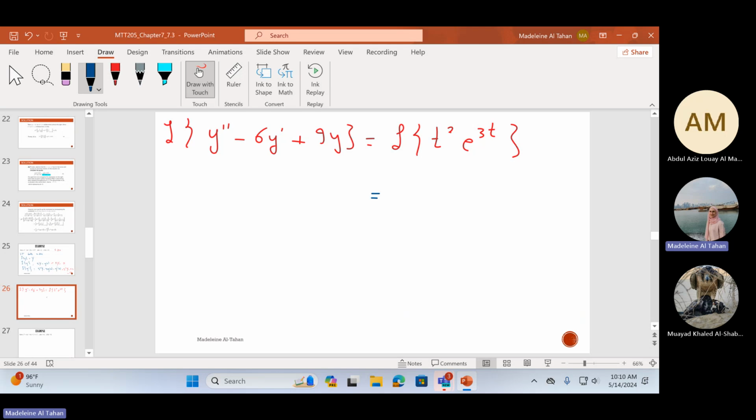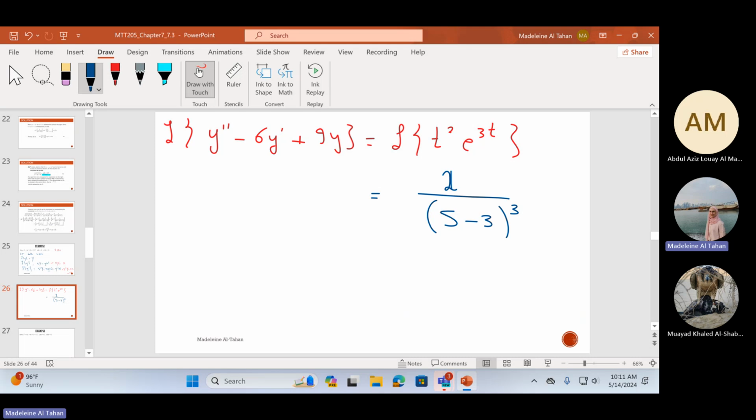This one that is here, t squared becomes 1 or 2 factorial, 2 over s cubed, right? But what do we have here? A is what? Okay, this is the right hand side. We applied the first translation formula. Now the left hand side is what?